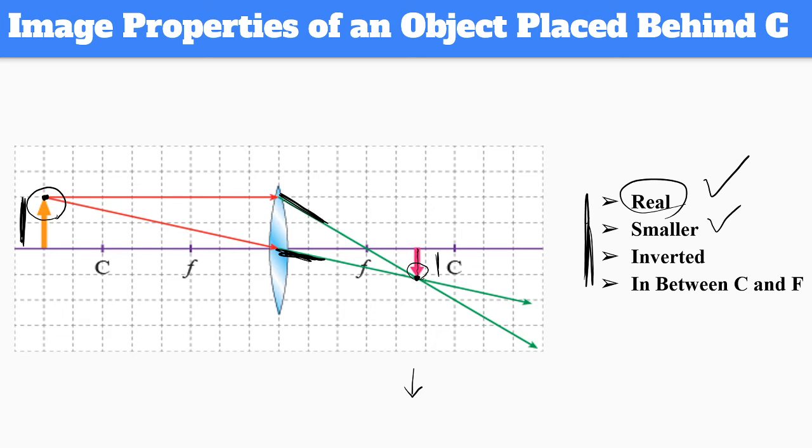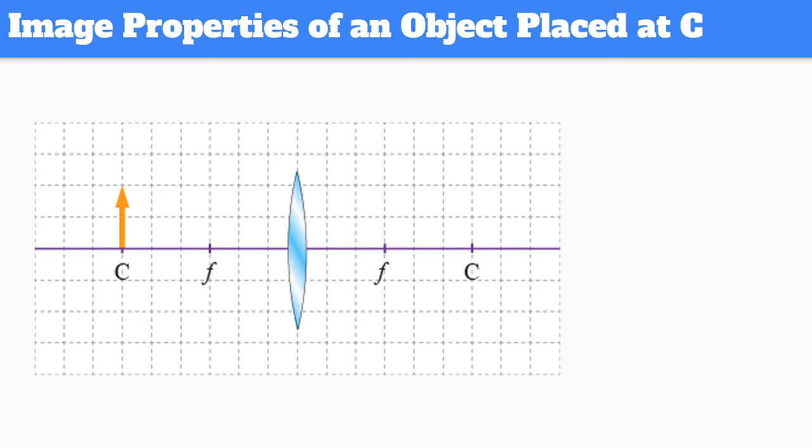It's inverted, so this top point is right here. It's below the principal axis, so it flips, so it's inverted. And the image is in between C and F. How do we know that? So this is F, this is C, my image is in between them. So that's how we figure out the properties of this image. Alright, so if you go forward, then you're going to do the same thing for every one of them.